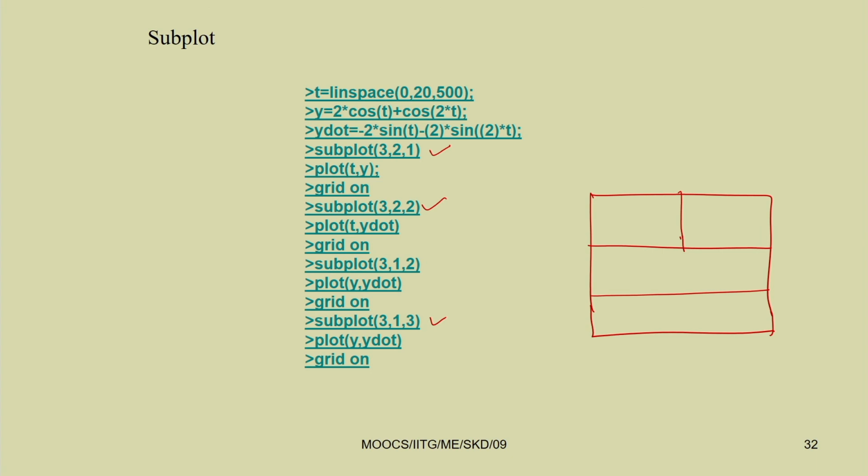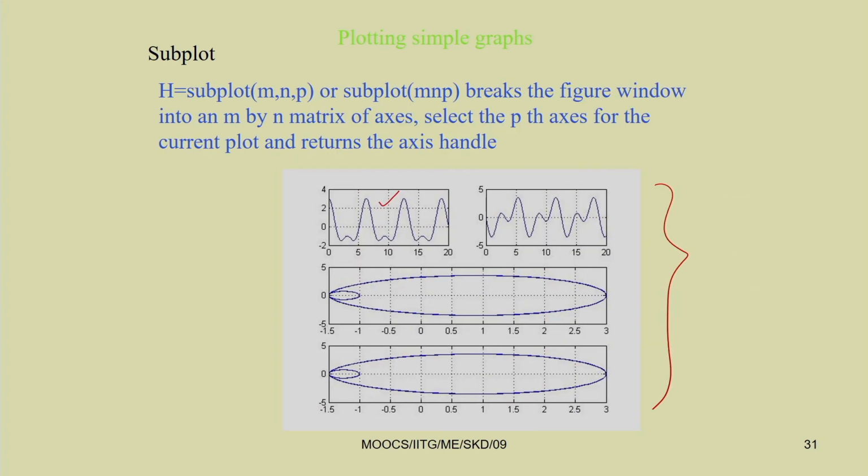So, here you are writing 3 2 1. So, this is 3 rows, 2 columns, first position. So, this is 3 2 2, but in this case you have to write subplot 3. So, you just see 3 rows, 1 column and second position. So, this is 3, 1 and third position. So, this way you can write and use the usual plot command in MATLAB to plot something similar to this.